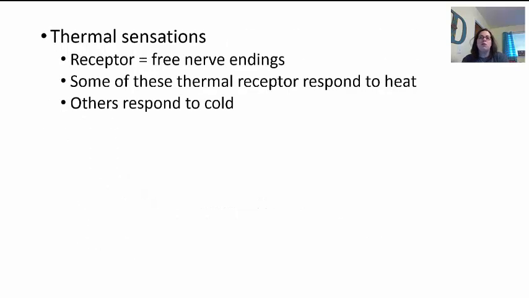Our next example when we're talking about sensations are thermal sensations. The receptors here, guys, they're not covered or wrapped in connective tissue. They're made of free nerve endings. Some of these thermal receptors will respond to heat, whereas others are going to respond to cold. So they don't respond to hot and cold. It's going to be hot or cold. Okay, they're not going to respond to the other type. Okay, so you're going to have cold receptors throughout your body and you're going to have hot receptors throughout your body.